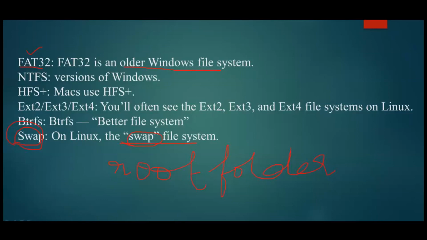Like that, BTRFS is one of the better file systems. Like that, ext2, ext3, ext4 are also some of the common file systems that we are using in Linux. NTFS we are using in some versions of Windows. These are some common file systems that we are using in operating systems. Now, is it clear?